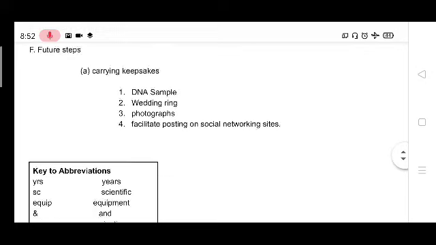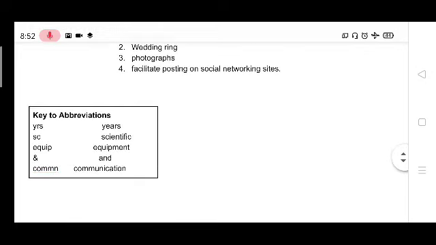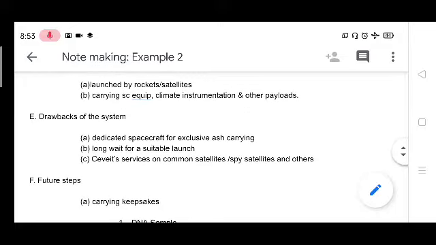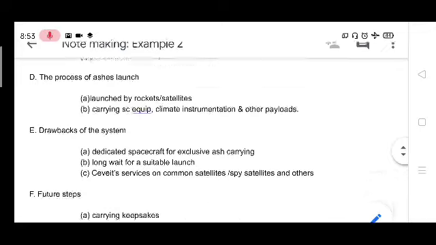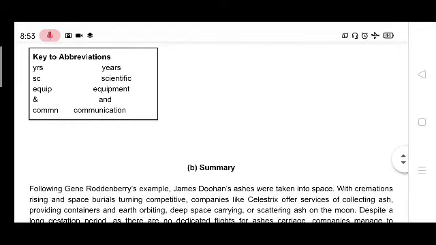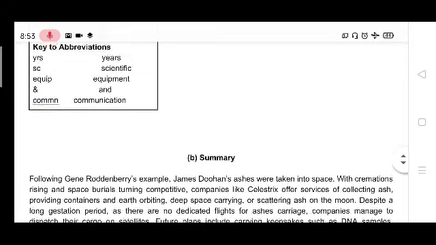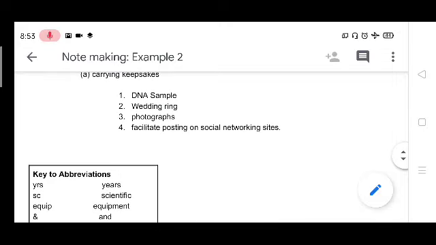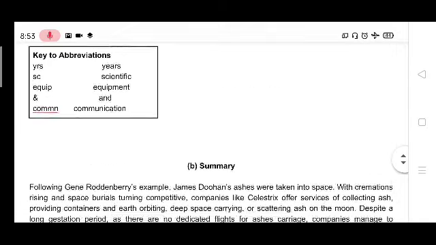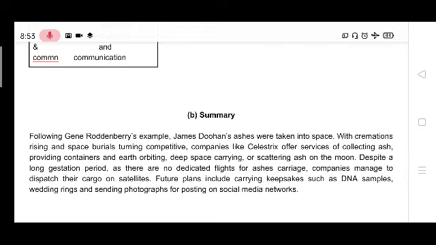So now we have also used these abbreviations in our notes: years, scientific equipment, and communication. You can see these abbreviations used in these notes, and you can use them. They are not many. In this case, only five words we have abbreviated. Now the summary. Summary is very important. It should be in word limit and it should cover everything you have written in your notes. Now let us read this summary.